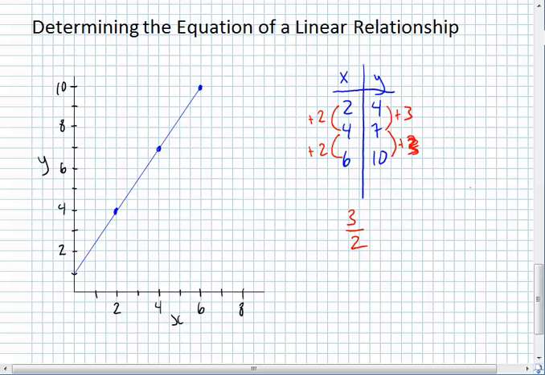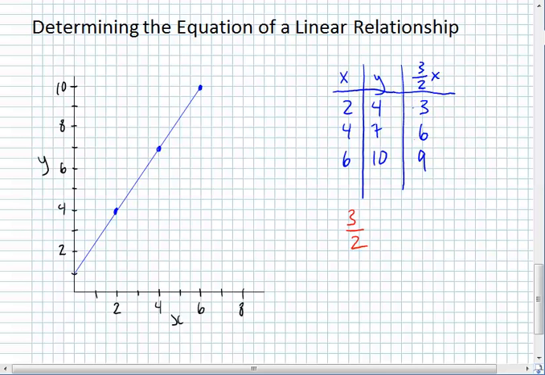So let's make a third column then, which is going to be 3 over 2 times x. Well, 3 over 2 times 2 is just 3. 3 over 2 times 4, well, that'd be 12 over 2, which is 6. And then 18 over 2 is 9. So 3, 6, 9, when you multiply 2, 4, and 6 by 3 over 2.